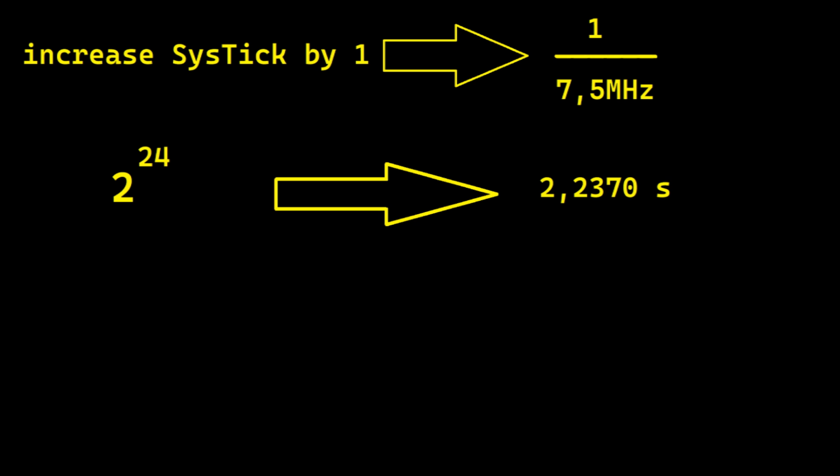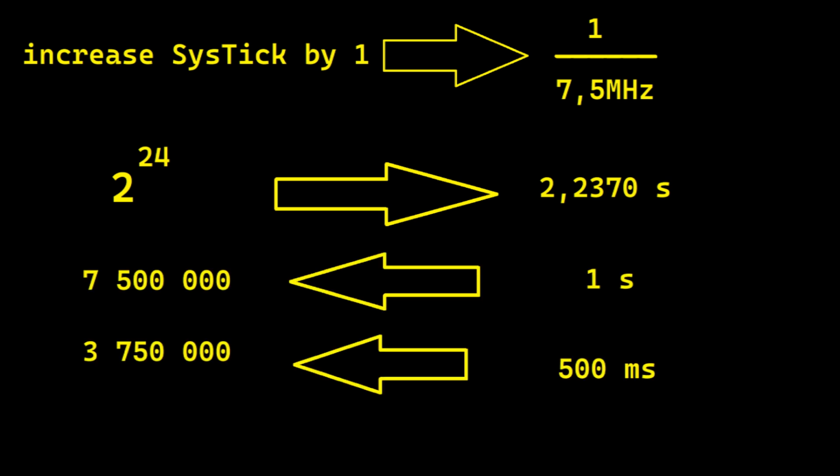For times greater than 2 seconds, we would need to use auxiliary variables to generate longer delays, but this can be cumbersome. That's why a 32-bit timer is much better suited. Again, using a mathematical proportion, to achieve 1 second, the timer should reach a value of 7,500,000 counts, and obviously half of that would be 500 milliseconds.